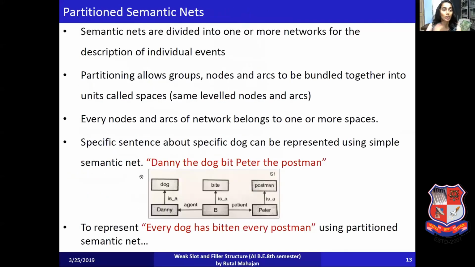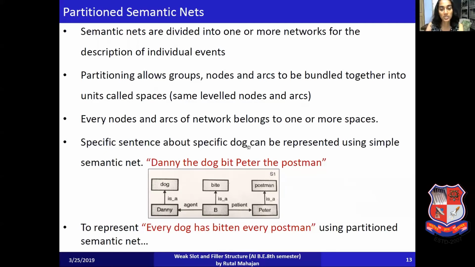Let's see. Semantic nets are divided into one or more networks for the description of individual events. That is nothing but a partitioned semantic net. Partitioning allows groups of nodes and arcs to be bundled together into units called spaces, with the same labeled nodes and arcs. Every node and arc of the network belongs to one or more spaces. Over here it is the S1 space.